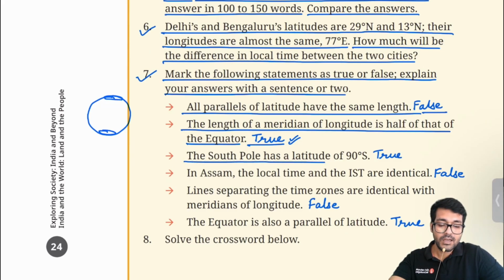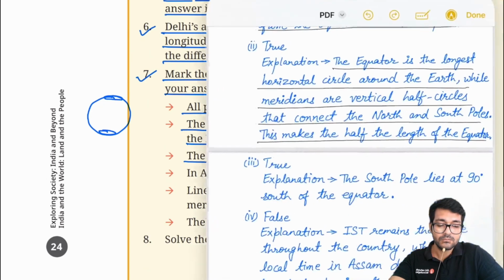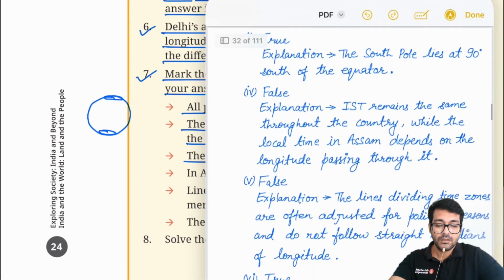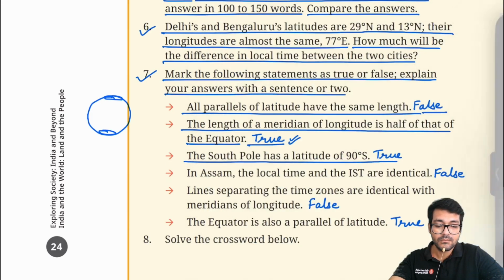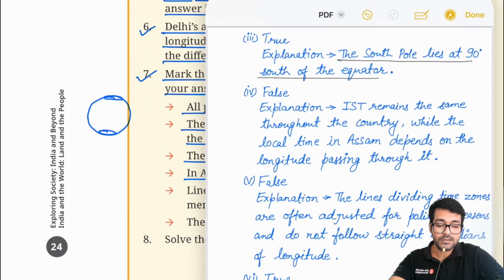The South Pole has a latitude of 90 degrees south. This statement is true. Explanation: The South Pole lies at 90 degrees south of the equator. In Assam, the local time and the IST are identical. This statement is false. Explanation: IST remains the same throughout the country, while the local time in Assam depends on the longitude passing through it.